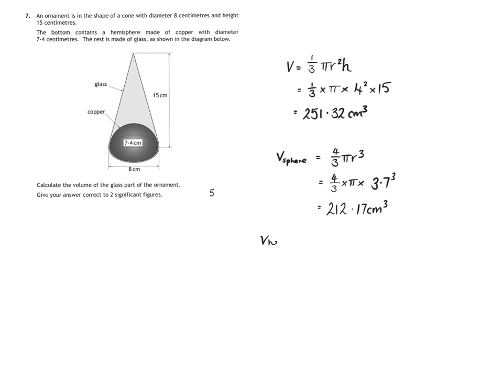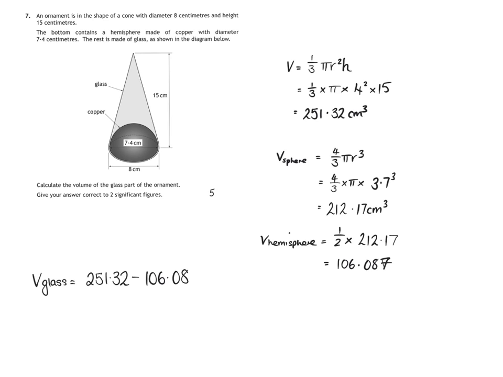Okay, so the volume of the hemisphere is a half times 212.17. Okay, so we get 106.087. Right, okay, so the volume of the glass is going to be equal to that 251.32, take away the volume of the hemisphere, so 106.087, which gives us 145.233 centimeters cubed. So therefore it's going to be 150 centimeters cubed to the 2 significant figures that they asked for.